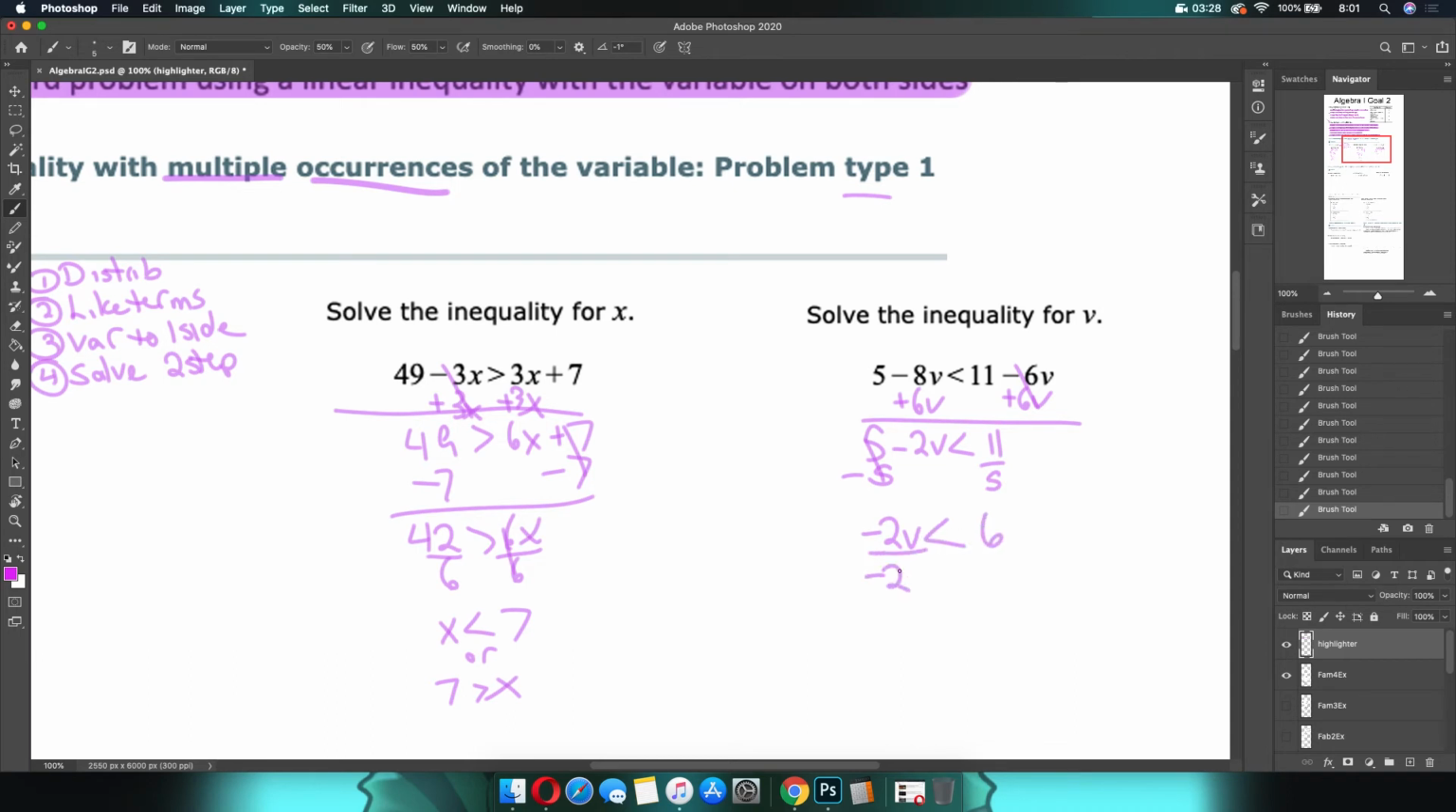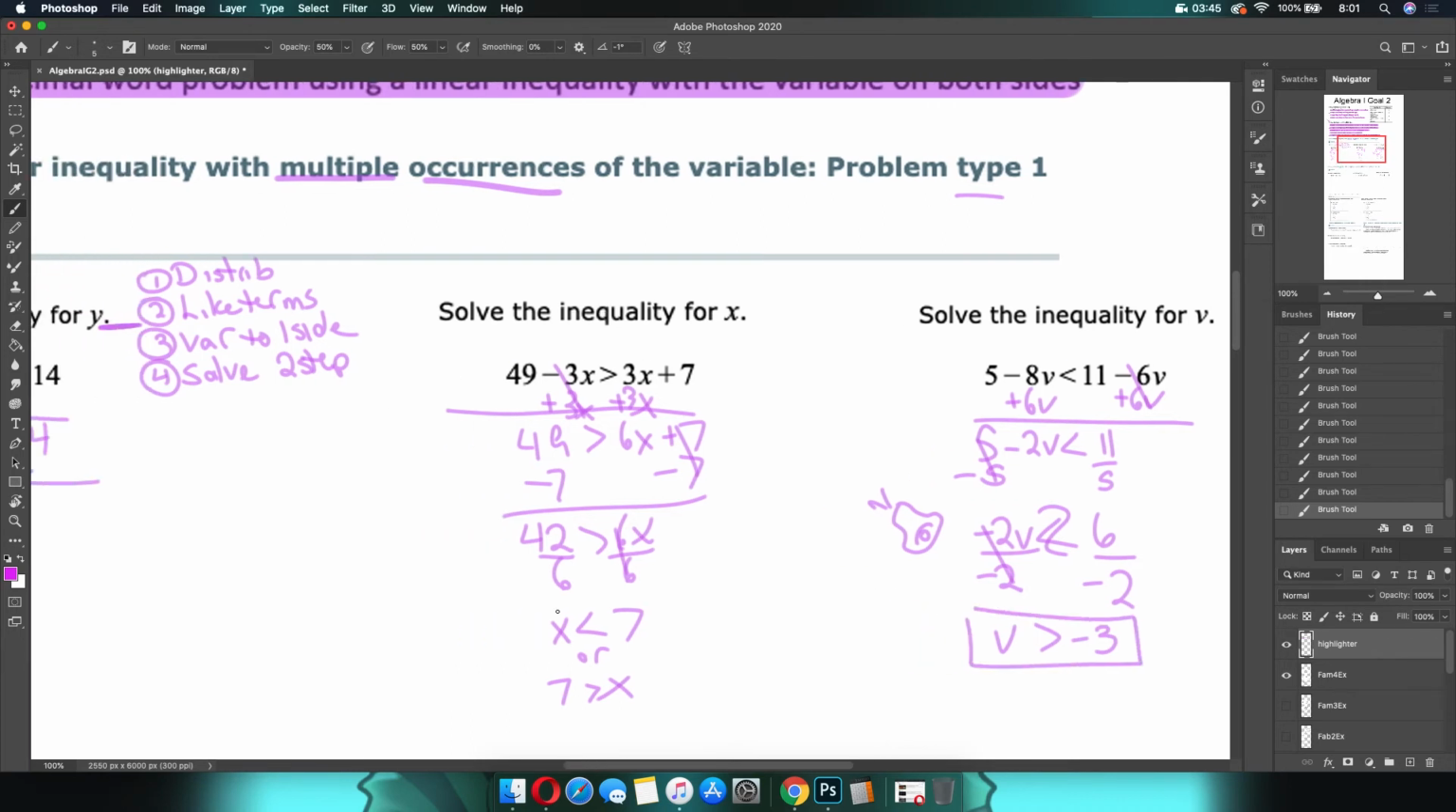divide by negative 2, divide by negative 2, and that's when the bell should be going off because you are dividing by a negative number, which means your inequality flips. So v is greater than negative 3. There's our answer. All right, now problem type 2 does use the distribution and the variable on 2 sides.